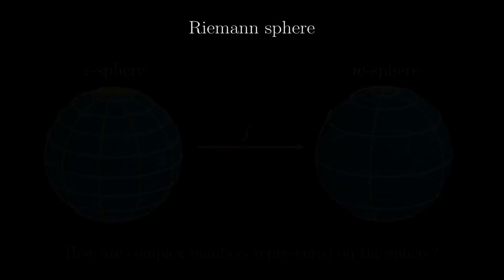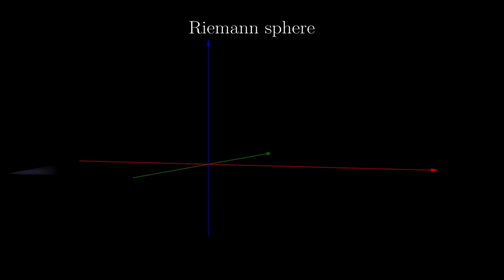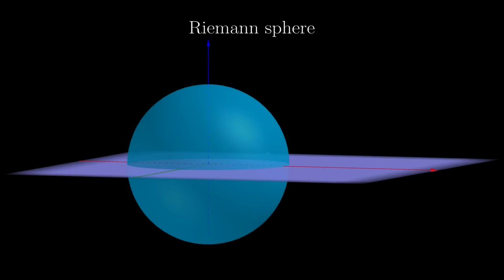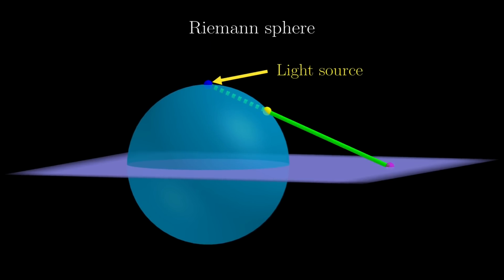In that 3D space, we consider the xy plane as the complex plane, and the sphere is actually a unit sphere centered at the origin. Now consider the top point as the light source shining onto the complex plane, so this point on the sphere would cast a shadow on the complex plane. That shadow point is the corresponding complex number.